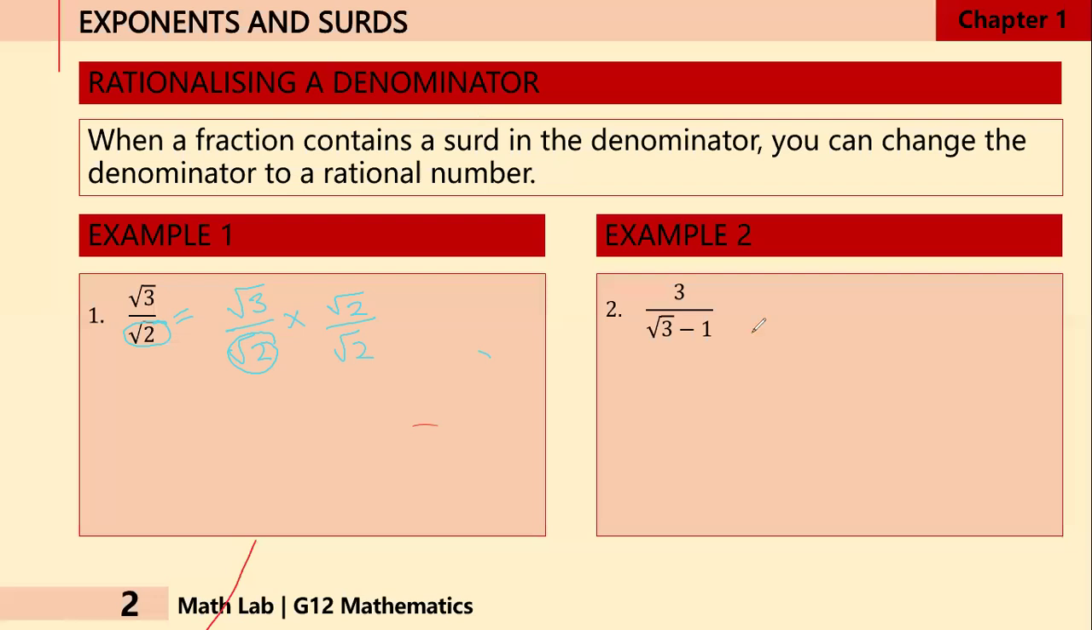All right. So this is how we rationalize. So root 3 multiplied by root 2 is going to give us root 6, all over root 2 multiplied by root 2, which is going to give us 2. Then we are done rationalizing our question. Do you all understand how we do this?